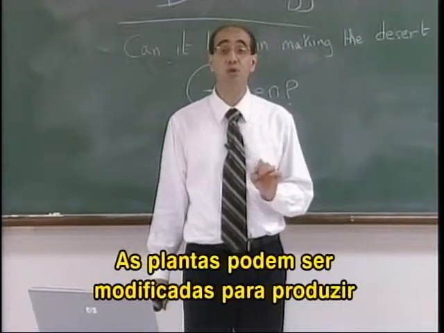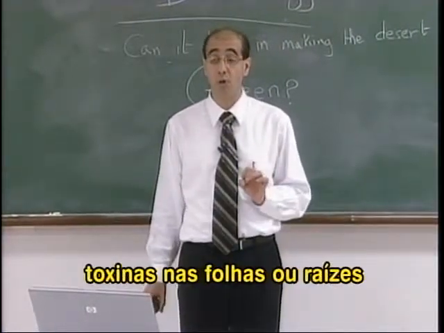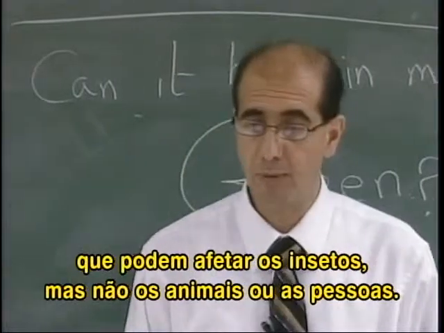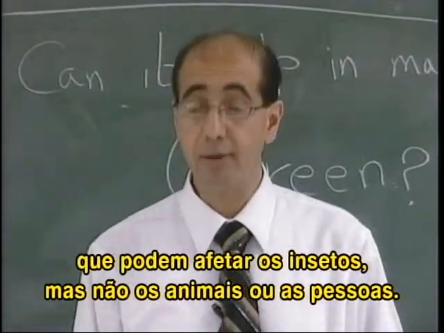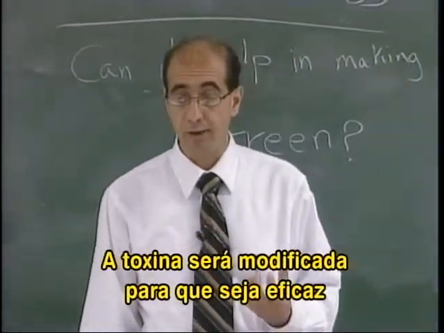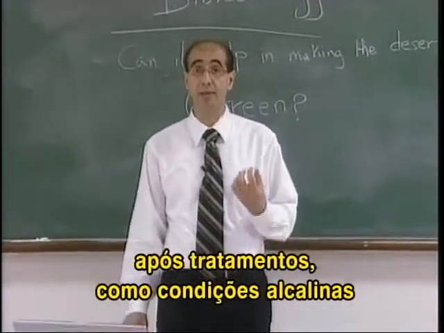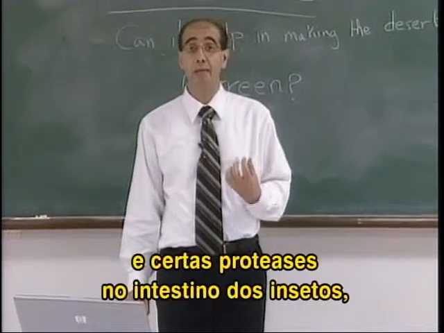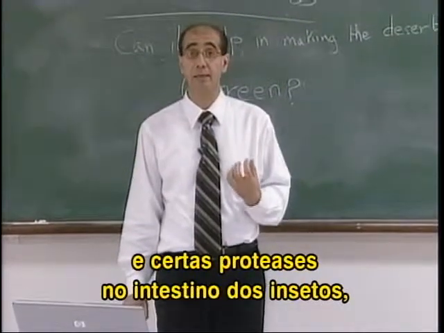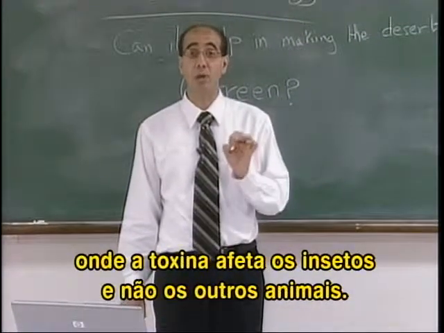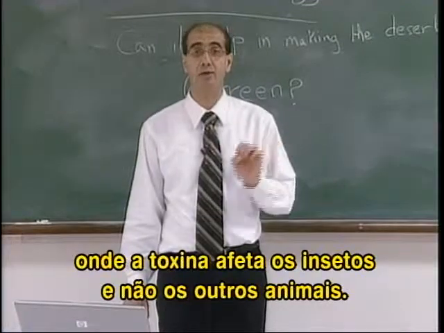Plants can be engineered to produce a toxin in their leaves or roots. These toxins can specifically affect insects, but not the human or animal consumers. The toxin will be engineered to be only effective after certain treatments, such as the alkaline conditions and certain proteases in the insect guts, where the toxin will affect only the insects, but not the other creatures.